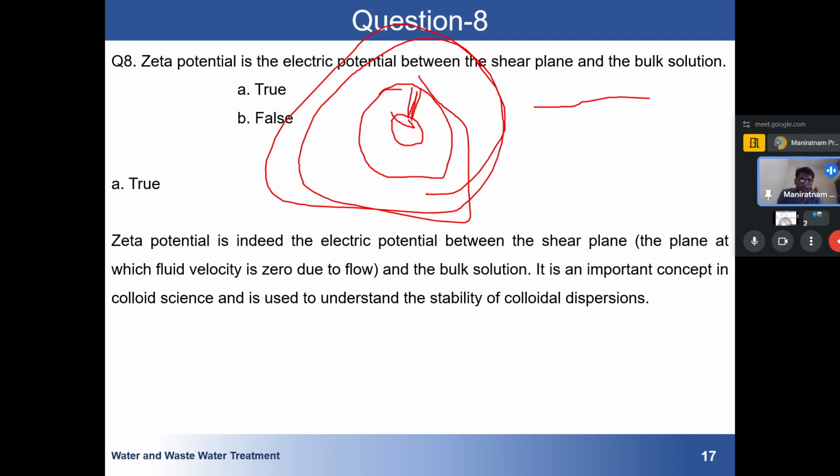Okay, so there are mathematical treatments. You must have gone through such kinds of graphs, maybe, with time, the repulsion force and all these things. So this is all related to this zeta potential.